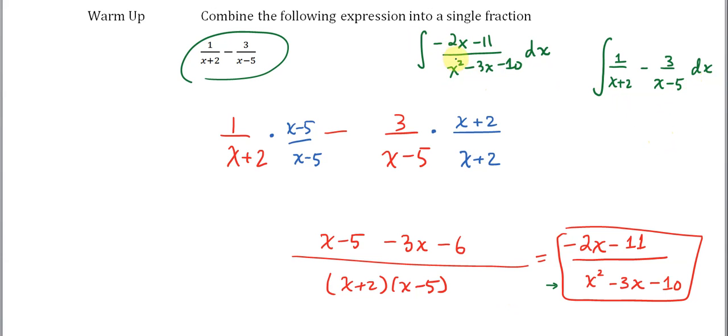So we can say that this first complicated thing is equal to this second indefinite integral, and its antiderivative is the natural log of x plus 2 minus 3 times the natural log of x minus 5, and then plus a constant.